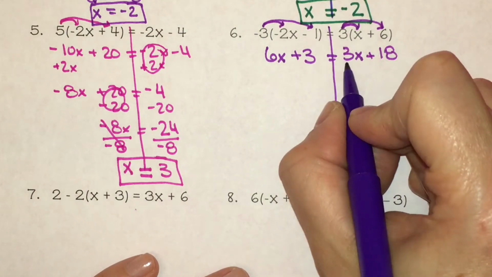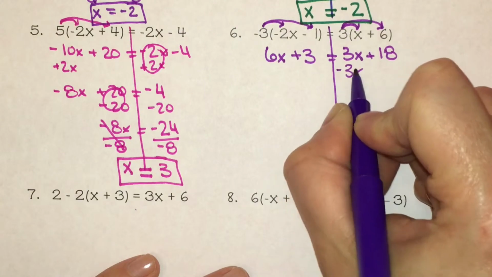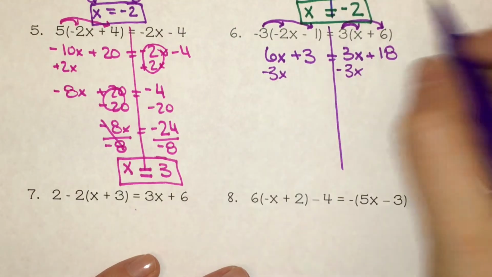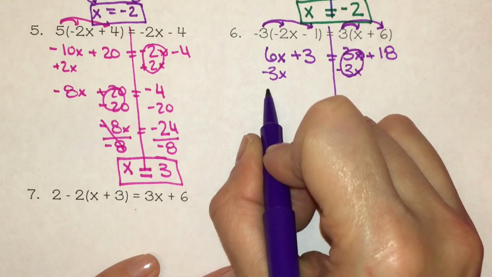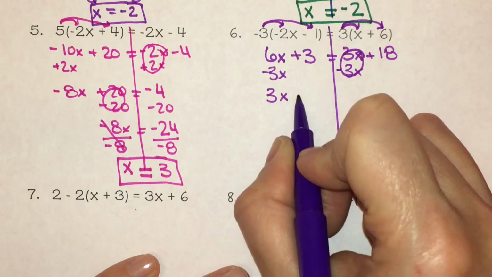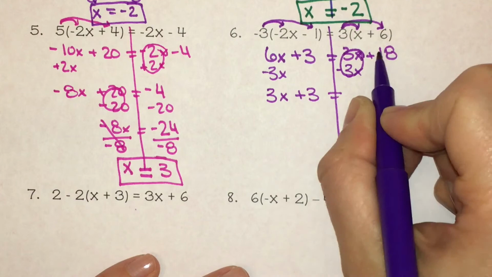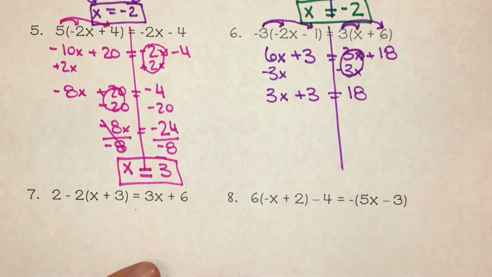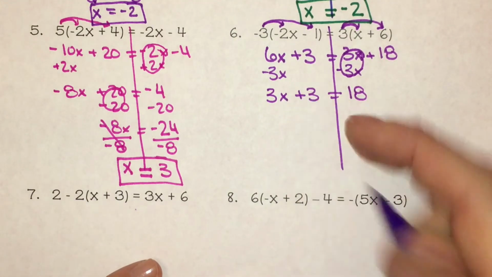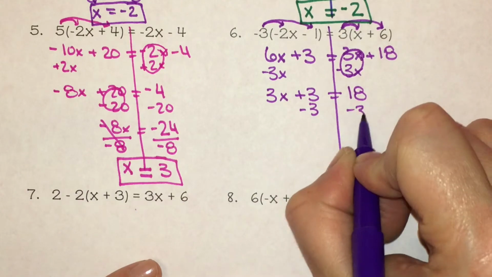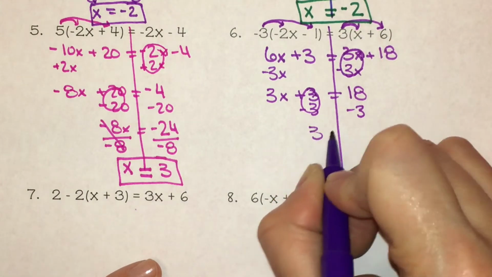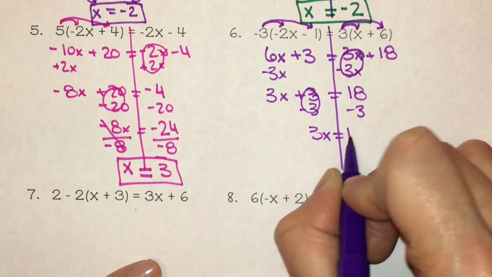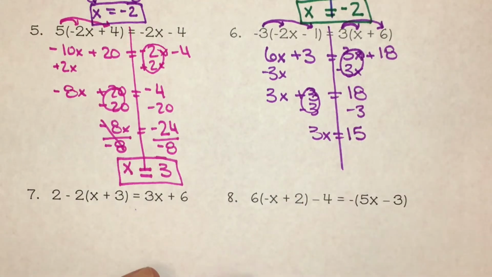Now I'm going to move the x's to the same side. I'm going to subtract 3x from both sides. 3x minus 3x is 0. 6x minus 3x is 3x. Bring down the plus 3 equals 18. All right, now I need to get rid of this plus 3 by subtracting 3 on both sides. 3 minus 3 is 0. So I have 3x equals 15. 18 minus 3 is 15.